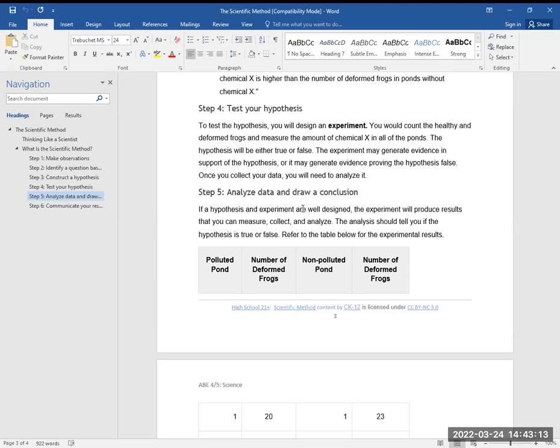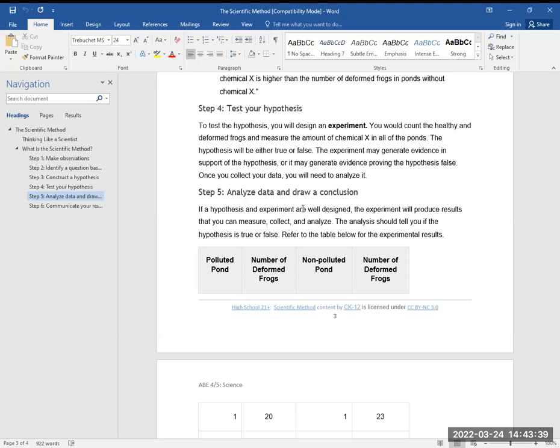The hypotheses will be either true or false. Very simple. This experiment is very simple. You have the pond with the deformed frogs, find a pond with healthy frogs, count how many frogs are deformed, count the healthy frogs in the other one, and then you can measure the level of pesticide in the water.